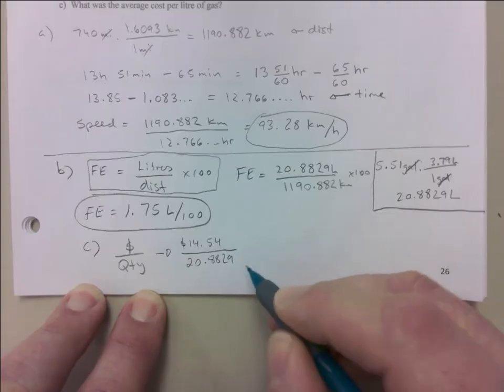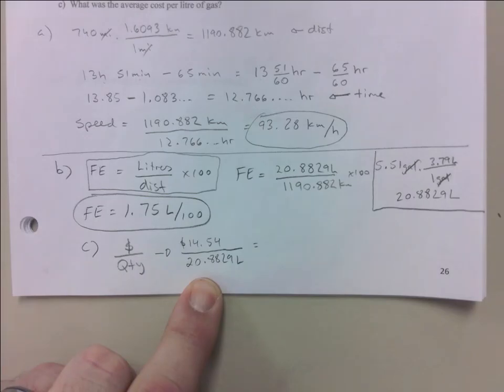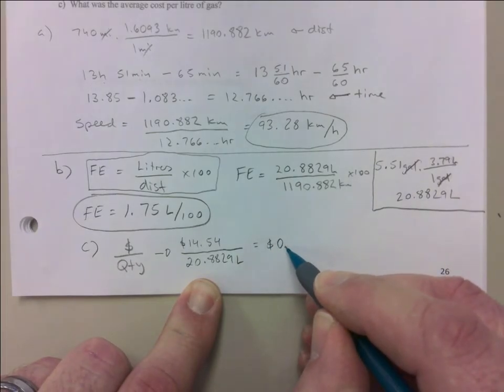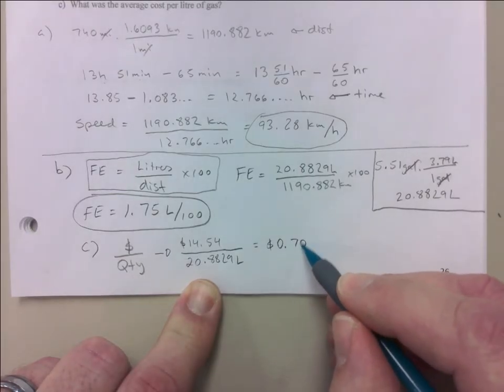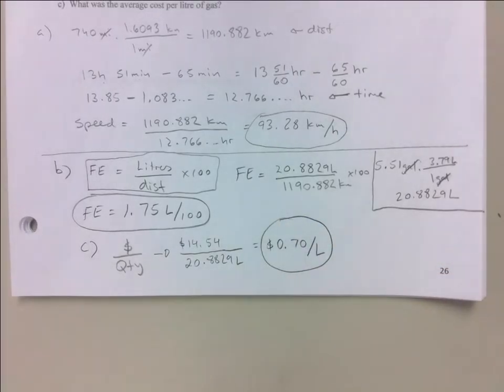If you're not sure, always put the dollars on top in this unit. If you're not sure where you should put this, dollars and then quantity. So if you divide that, you get 20.8829. So that is 0.696, so that would be 70 cents for every liter is your average price.